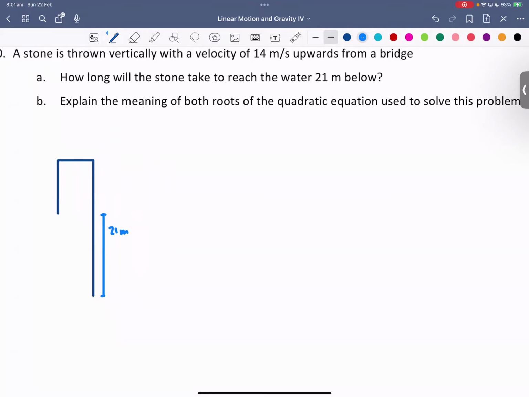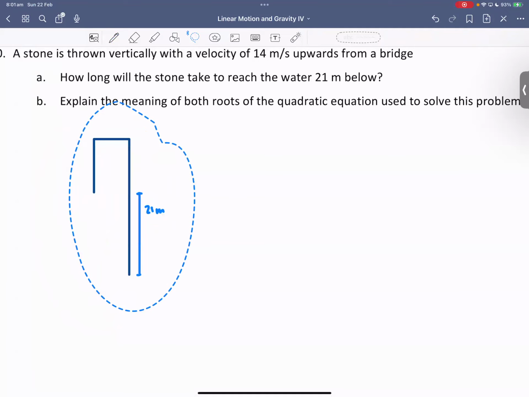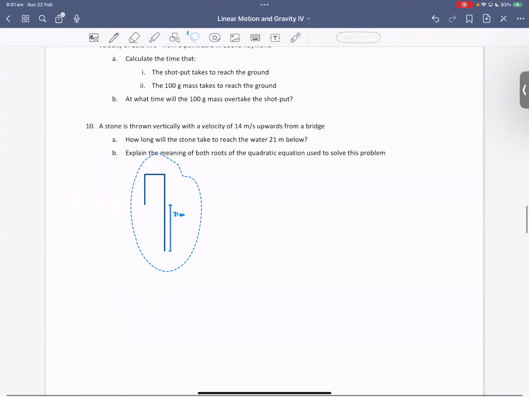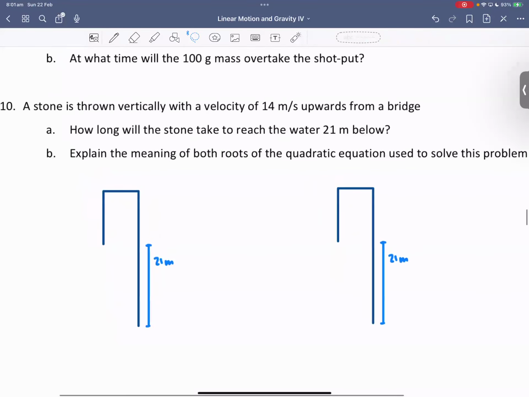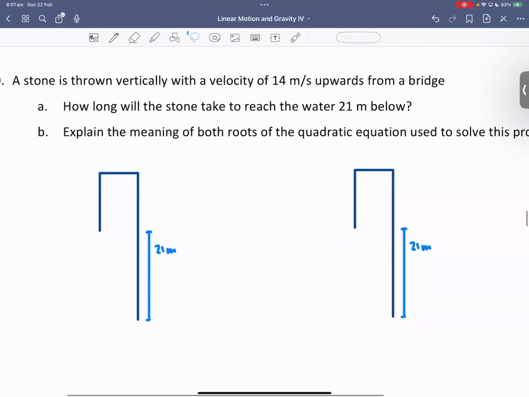Alrighty, there are 3 ways to do this question. I have a preferred way, but there are 3 ways to do the question. I'm going to show you all 3 ways. I want to know how long it will take to reach the water. This goes in your notes because this comes every year. Without fail, this question comes up.